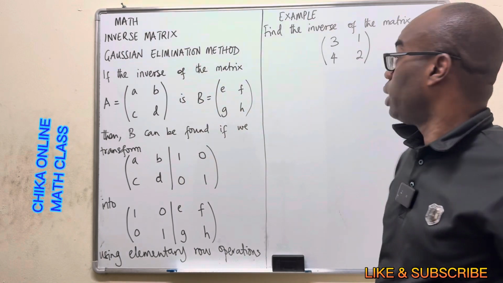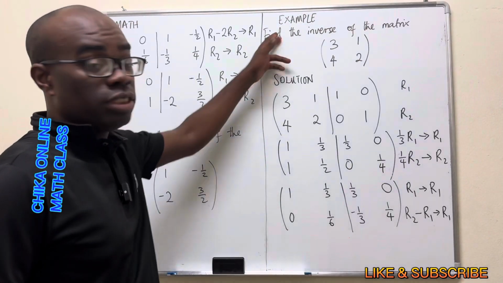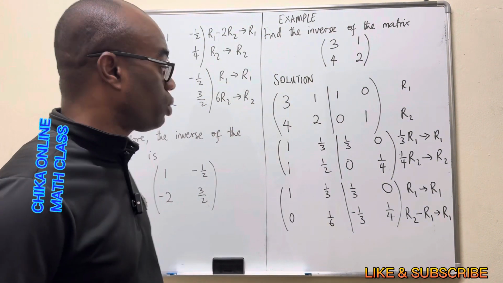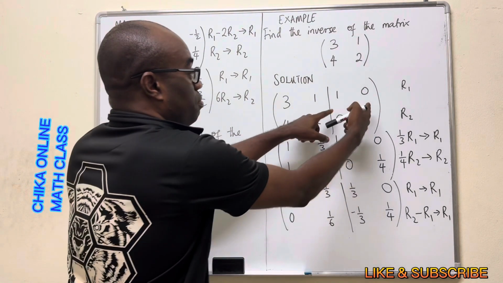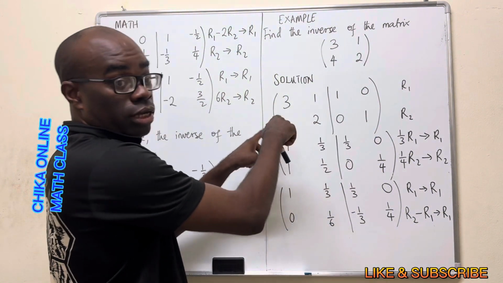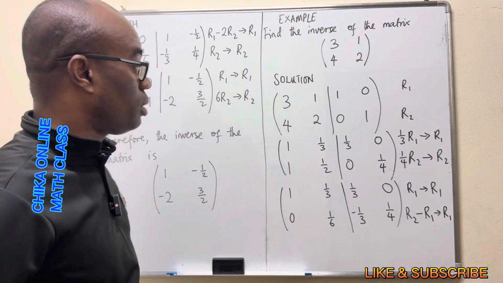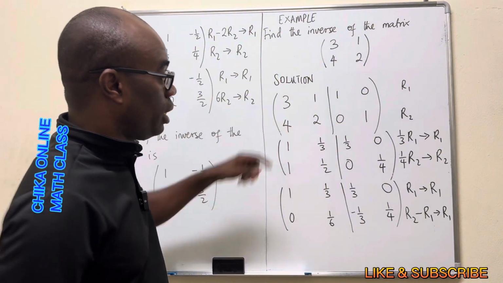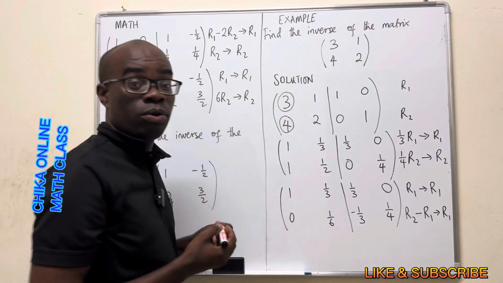Okay, so let's see how to do it using this example. For this example, this is the solution. Let me explain the solution. Our aim is to transfer this 1, 0, 0, 1 here, so whatever we have on this side will now be the inverse of the matrix. For us to have 1, 0, 0, 1 here, we have to pivot this number. We need all these two to be 1, 1.